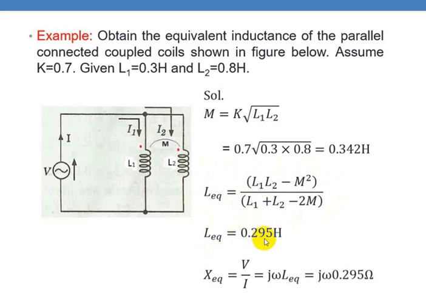0.295 henry. So if you want to find out the reactance, equivalent reactance is nothing but V by I. So this is nothing but jω into L equivalent. L equivalent you know, so you can write it as jω into 0.295. So this is the equation for the equivalent reactance of the circuit.